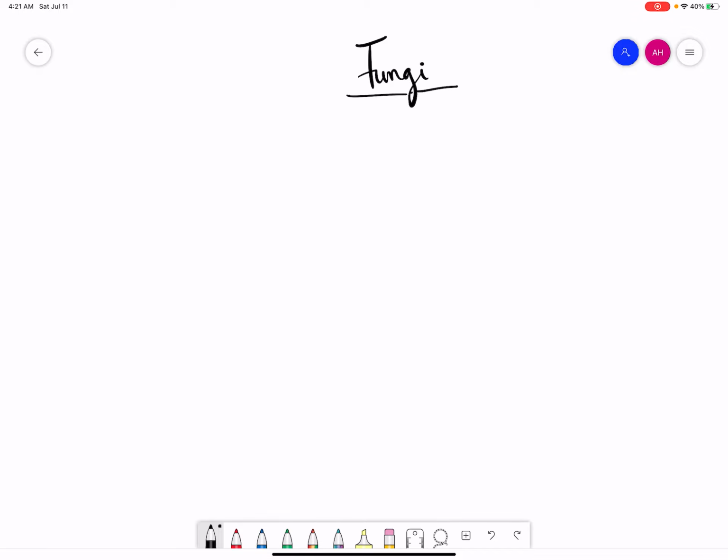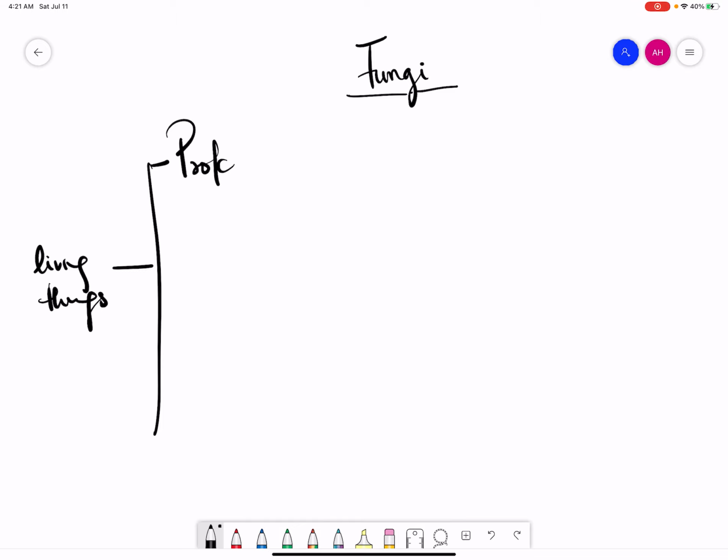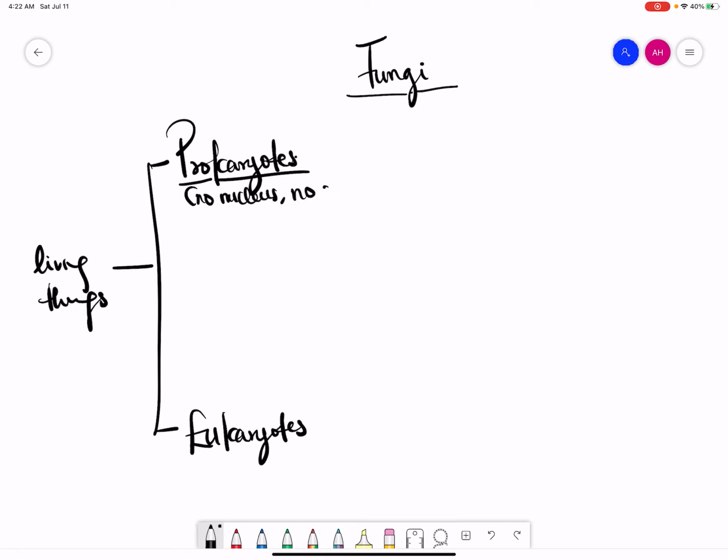Today we shall be talking about fungi. All living things are divided into two groups. We have the prokaryotes and we have the eukaryotes. The word karyon means nucleus, the word pro means before. So these have no nucleus and also have no compartments known as organelles.